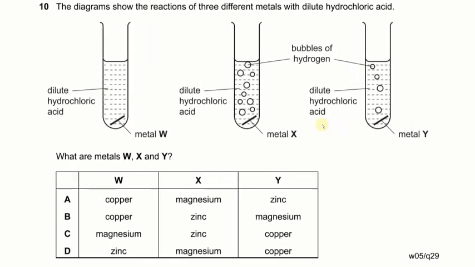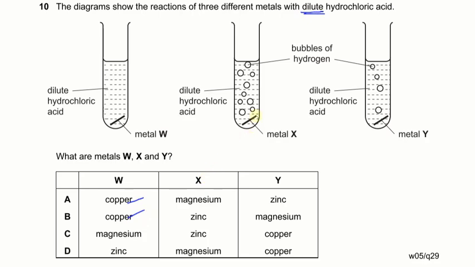Look at this question in which we have three different diagrams. They are asking which are metals W, X, and Y. In W, the first test tube, there are no bubbles formed. So it means the metal is unreactive. An unreactive metal that does not react with dilute acid is copper.